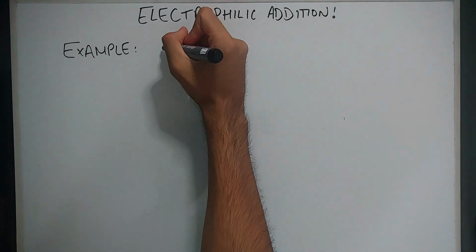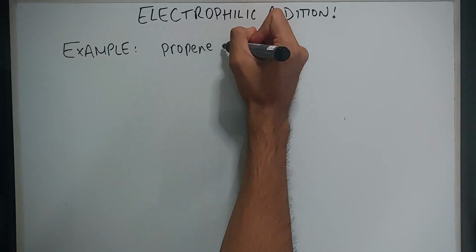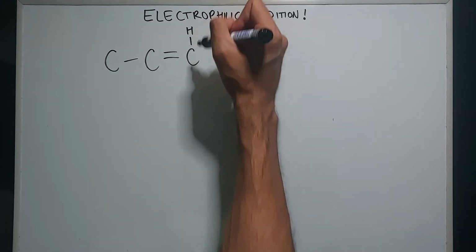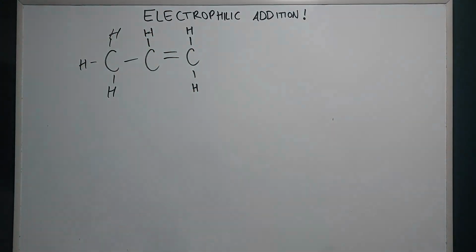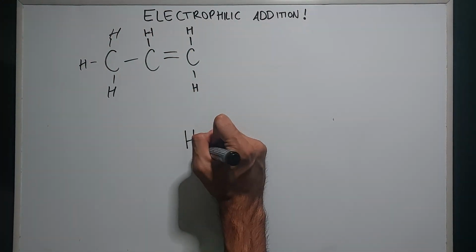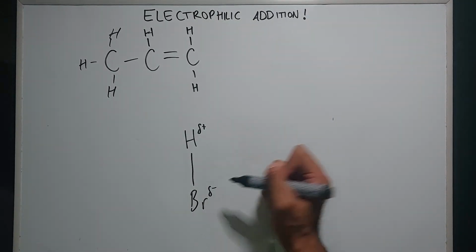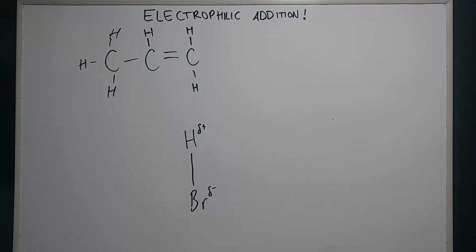Let's explore this with an example. I'm going to use propene as my alkene and hydrogen bromide as my electrophile. HBr acts as an electrophile because the hydrogen is slightly electron deficient, making it slightly positive. We represent this by showing it as delta positive. The bromine is delta negative.